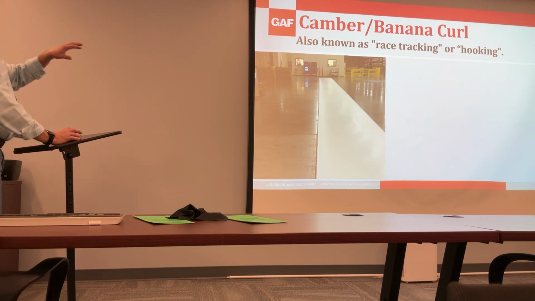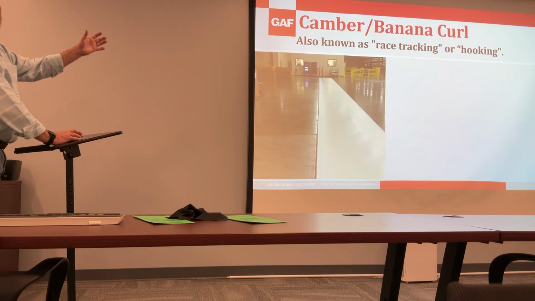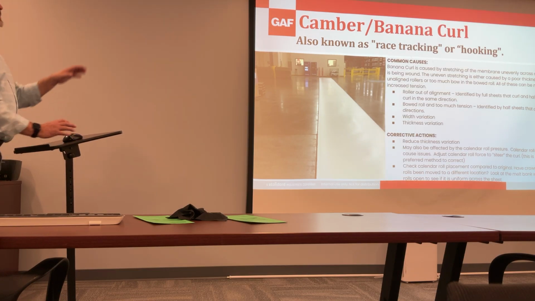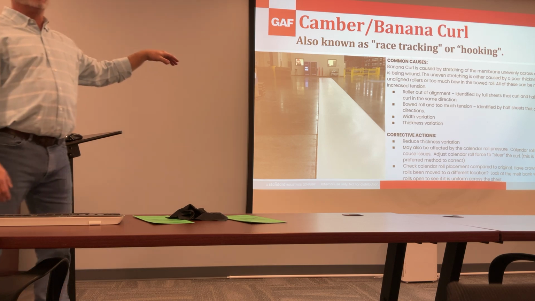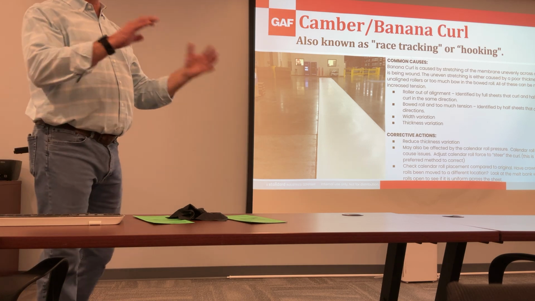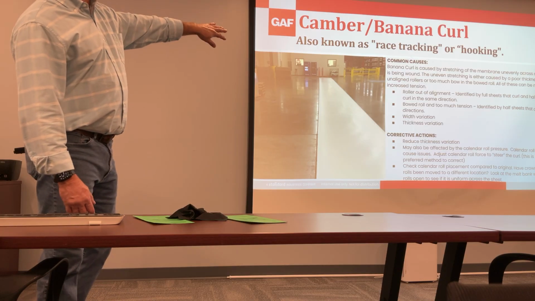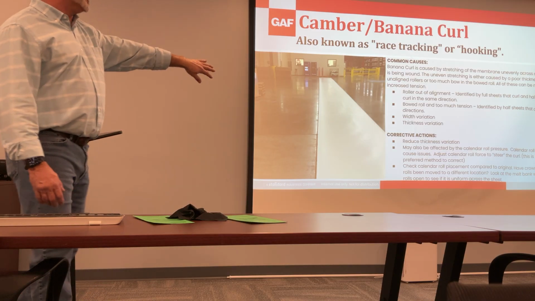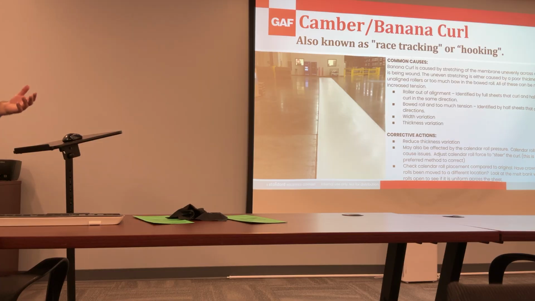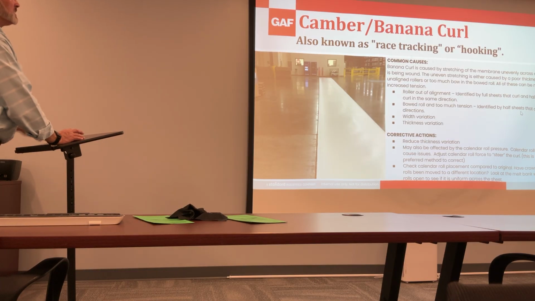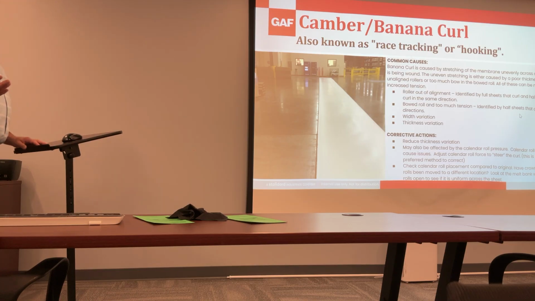So the cool thing about this is it clearly shows you what the problem is, and it also tells you what the common causes are. So for new operators or for somebody that's maybe transitioning in and out, it gives them what could potentially be causing it and which part of the line they need to go to correct it. Usually when it's banana curl, you're going to have some tension issues, or it could be a thickness thing, where you've got one thicker sheet on one side and it tapers to the other.